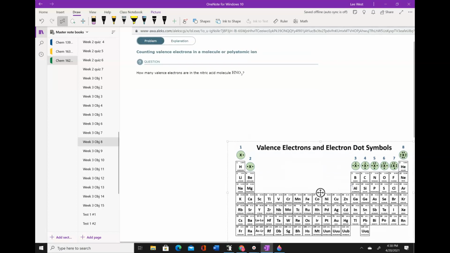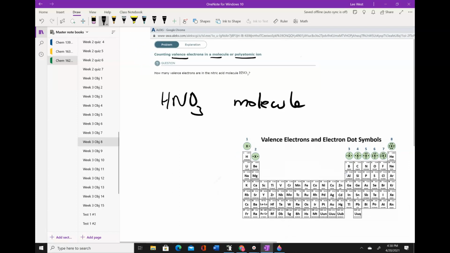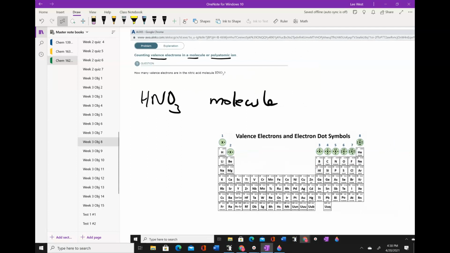So this question, next one, is counting valence electrons in a molecule or polyatomic ion. The first thing that I like to do is to see if I've got a molecule or a polyatomic ion, and HNO3 is a molecule. So that makes it easy because I don't have to add or remove electrons to account for the charge. So the number of valence electrons in this molecule is just going to be the number of valence electrons in 1 hydrogen, 1 nitrogen, and 3 oxygens.